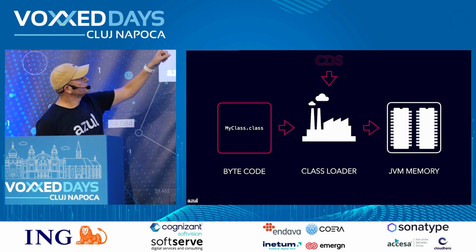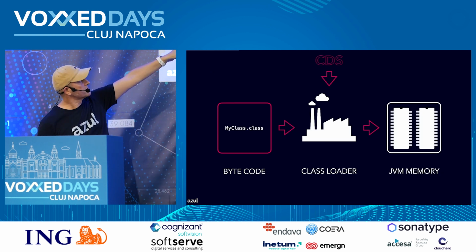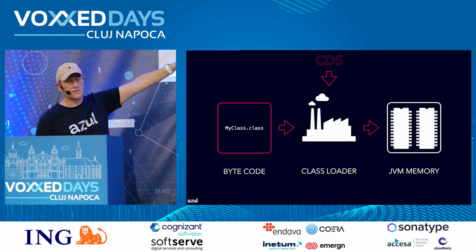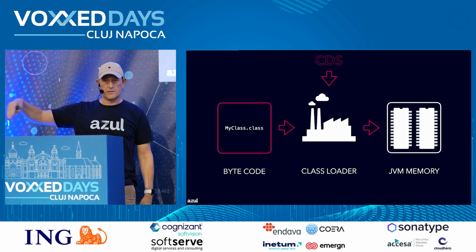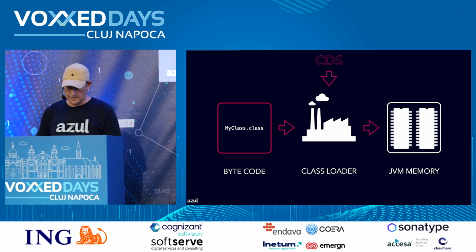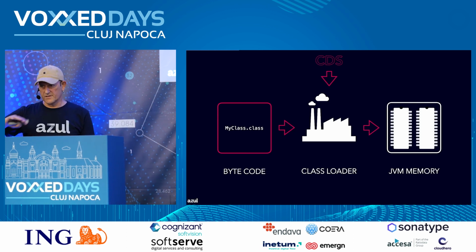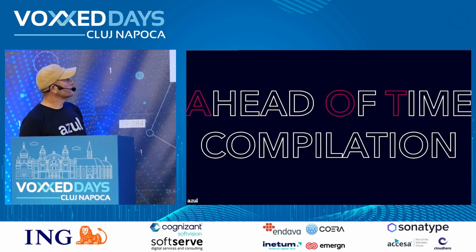And it happens here, right? So you have the class file, and then there is the CDS where it works. And after the JVM memory, then we have interpretation, C1, C2 compile, and so on. Okay, so it doesn't really help us with this compiling phase, which takes some time.